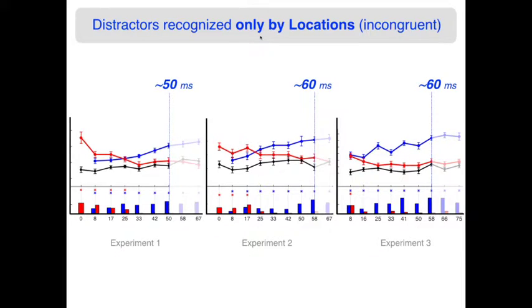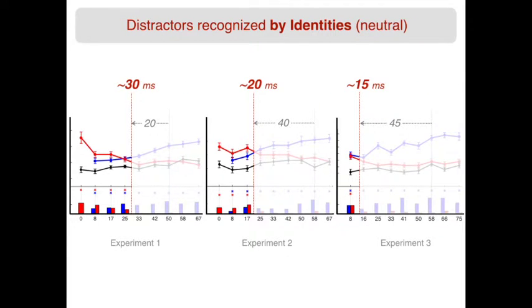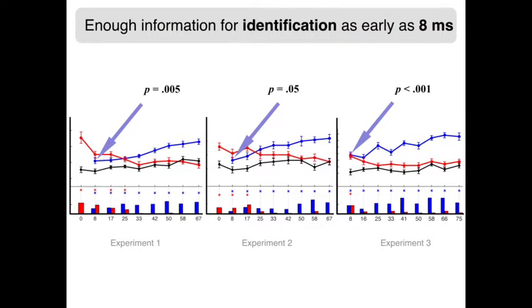Now we saw that when distractors could only be recognized according to their locations in incongruent displays, the distractors were suppressed later than 50 milliseconds after onset. But when distractors could also be recognized according to their identities, they were suppressed 20 to 40 milliseconds earlier than that. And we also saw that the system had accumulated enough information for identification even earlier than that, within the initial 8 milliseconds after onset, which makes sense.